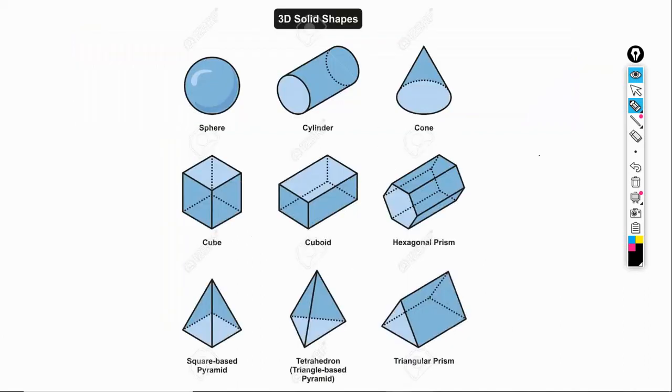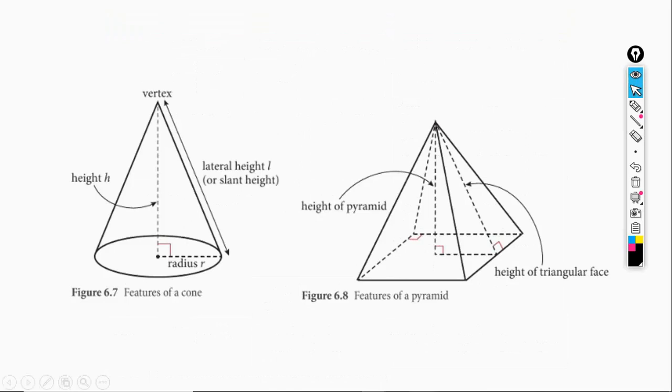Okay, so here we are on the next slide, and the next slide is about 3D solid shapes. Now, in the IB exam, they expect you to be able to find volumes and also the surface area of these different 3D solid shapes, like the sphere, the cylinder, the cone, the cube, the cuboid, the hexagonal prism, the square base pyramid, the tetrahedron or triangular base pyramid, and the triangular prism. So in the next slide, we also see different names for parts of the cone and the pyramid.